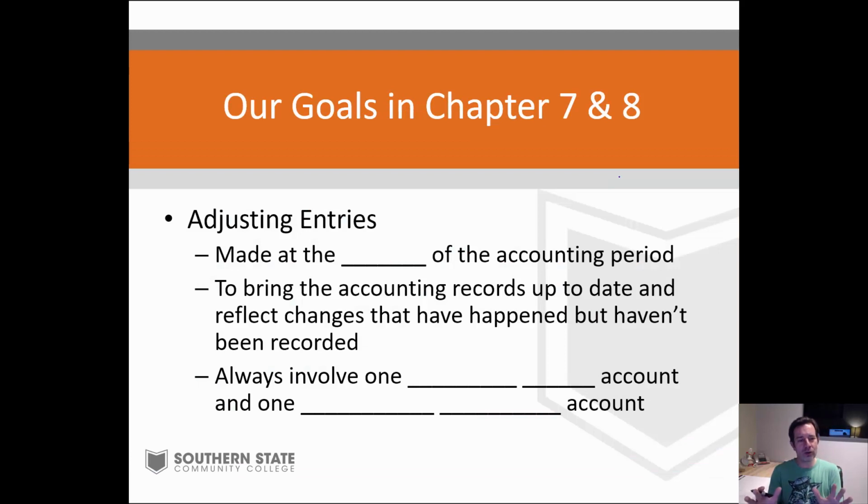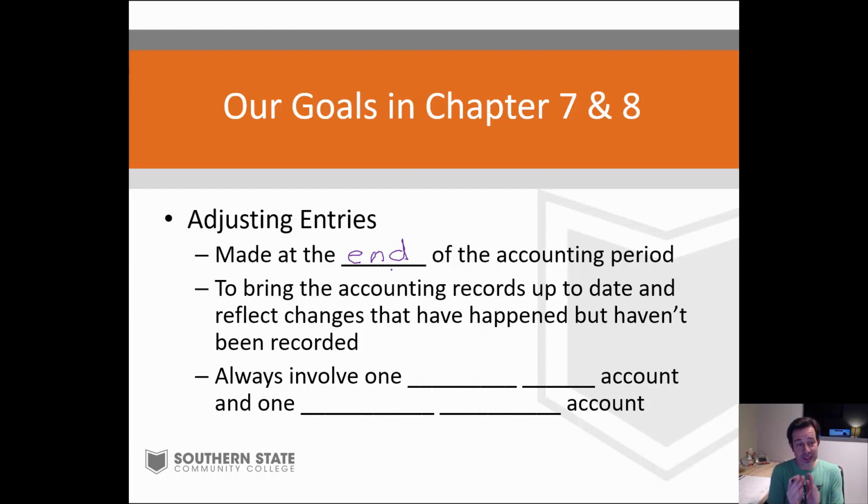All right, so here are our goals in chapters 7 and 8, what we're trying to accomplish. We want to learn about these adjusting entries. Now, adjusting entries are always made at the end of the accounting period. So again, if you want to print off these notes, you can follow along with me. I'll put them up in Canvas for you.